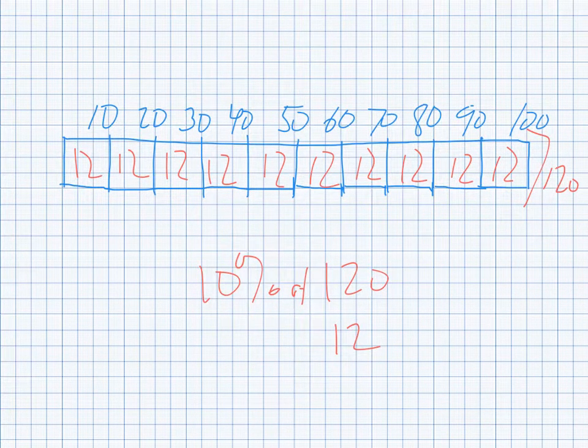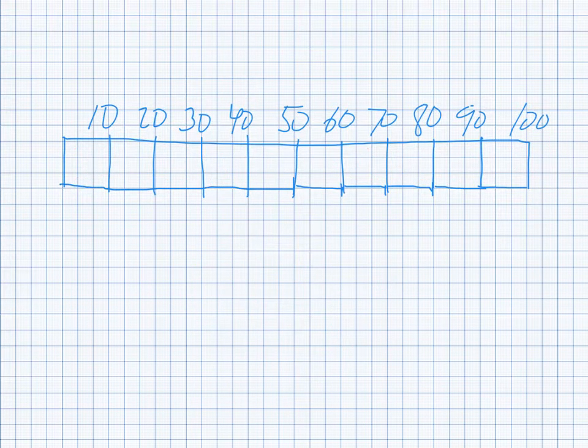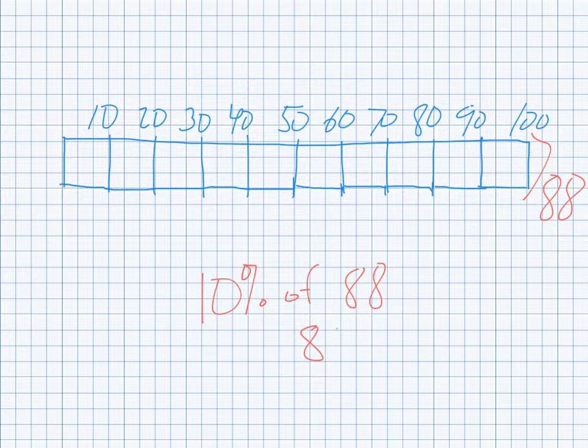Now it gets a little harder if the number doesn't end in zero. So what if instead we had 88? Well, a good way to think of this is if it were $88. It's a little confusing, you haven't done this much, but again, split it up into 80 and 8.